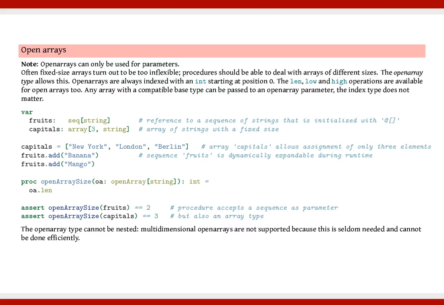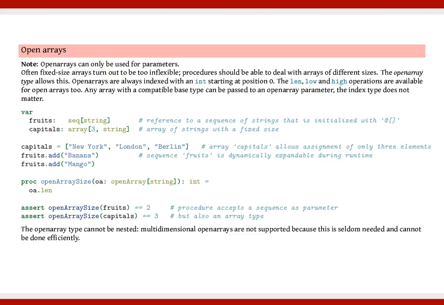Open arrays. Note, open arrays can only be used for parameters. Often fixed size arrays turn out to be too inflexible. Procedures should be able to deal with arrays of different sizes. The open array type allows this. Open arrays are always indexed with an int starting at position 0. The len, low and high operations are available for open arrays too. Any array with a compatible base type can be passed to an open array parameter, the index type does not matter.